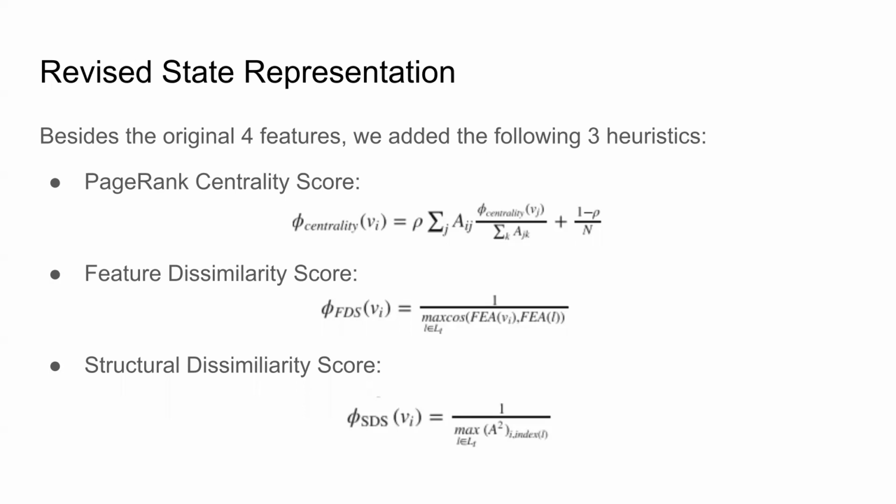Secondly, we propose a feature dissimilarity score to reflect how different a node is from others. We use the inverse of the feature inner product to get such a score. Thirdly, we propose a structural dissimilarity score to account for connectivity of nodes using the square of the adjacency matrix, whose I, J entry represents the number of length-two walks from node I to node J.